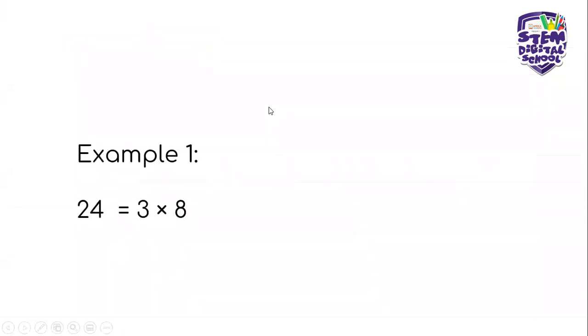Now, the first example is just a whole number, 24, and I'm just demonstrating that you can factorize 24 by taking out the common factors.